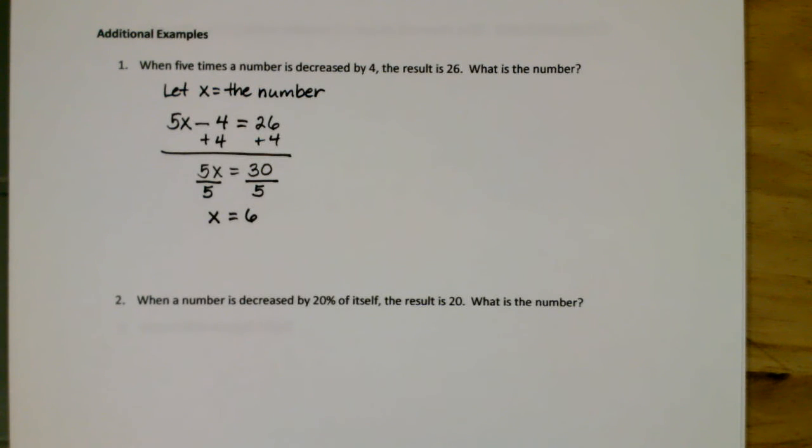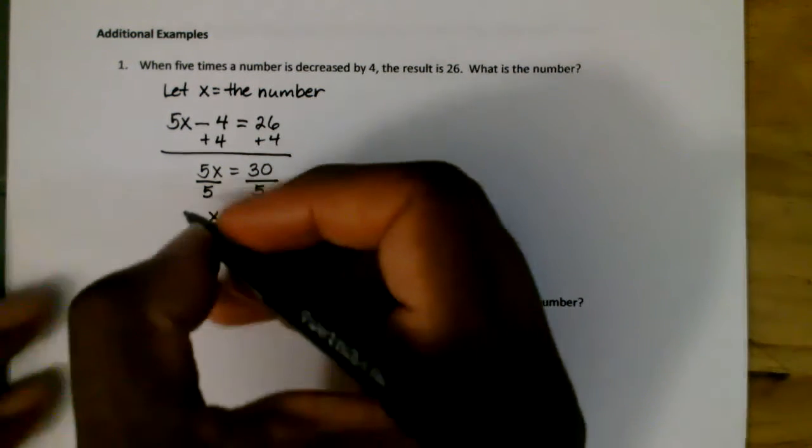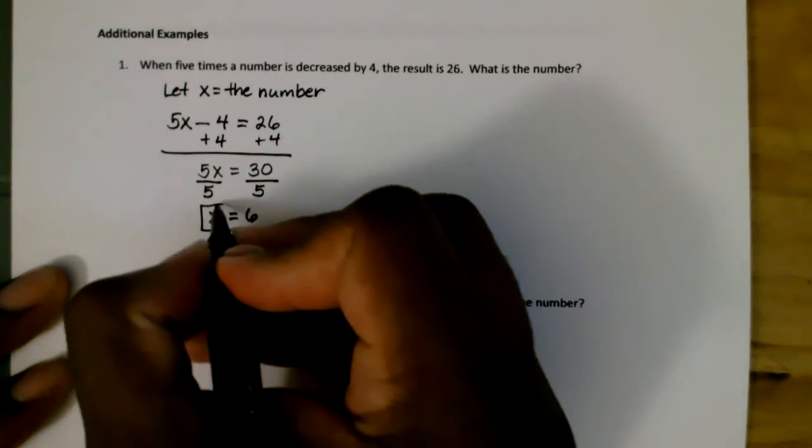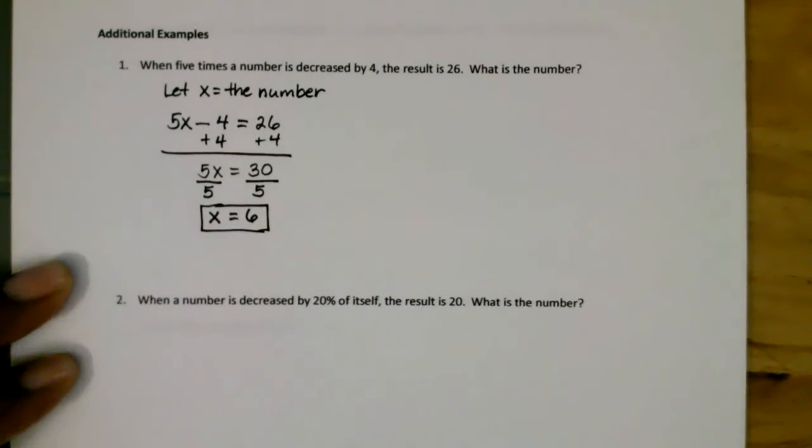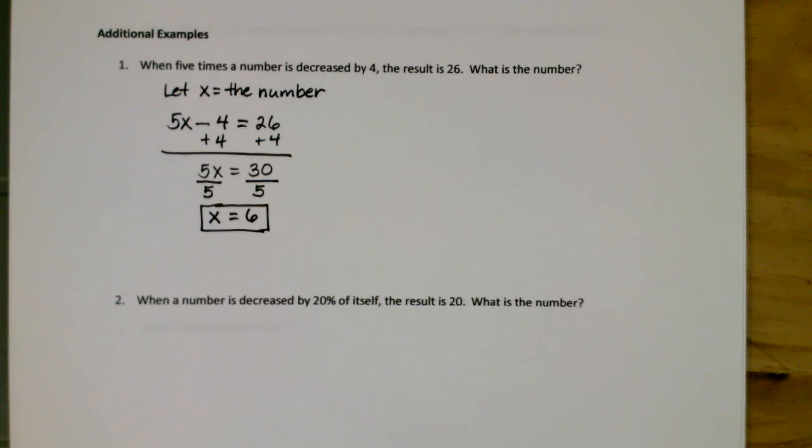And if I want to check, I use the original problem, not the equation itself. 5 times the 6 will give me 30. If you decrease 30 by 4, you'll get the result of 26. So that means x equals 6 is the solution to that word problem. That is the number that we're looking for here.